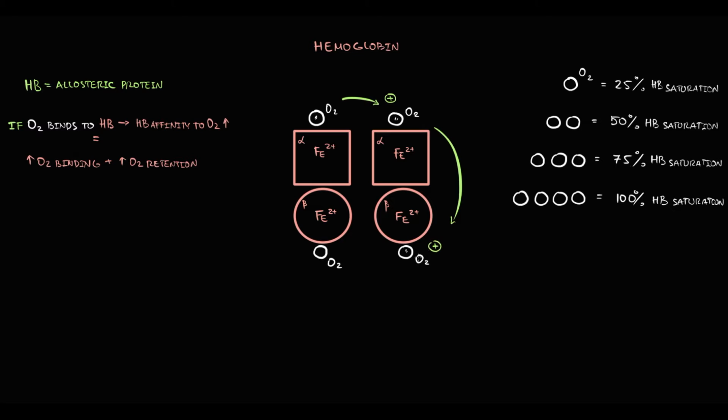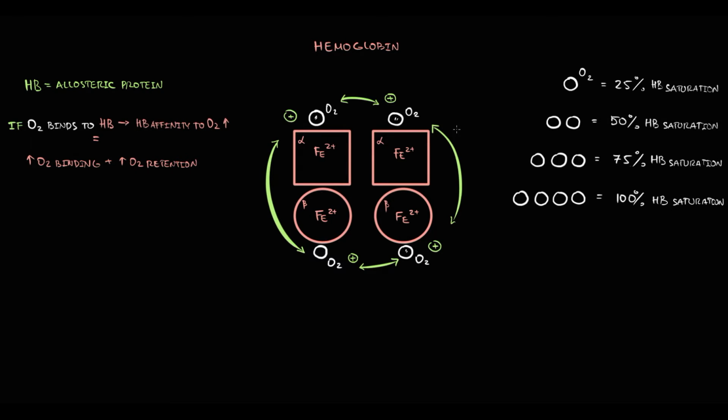So, because hemoglobin is an allosteric protein, if one oxygen molecule binds to hemoglobin, it causes a conformational change in the hemoglobin molecule. This change makes it easier for the remaining subunits to bind additional oxygen molecules. In smart words, hemoglobin affinity to other oxygen molecules increases, and because the binding of one oxygen molecule enhances further oxygen binding, we call this phenomenon a positive cooperativity.